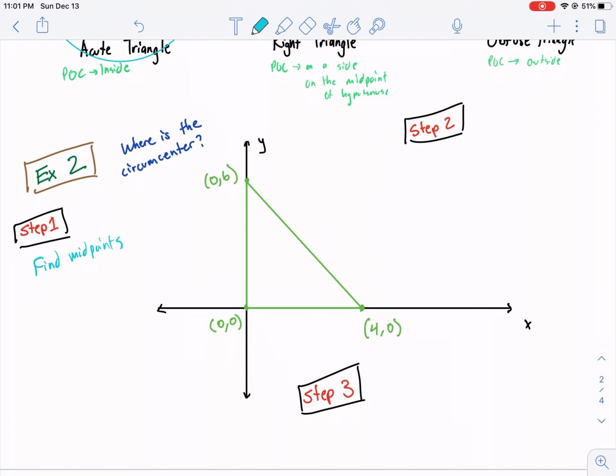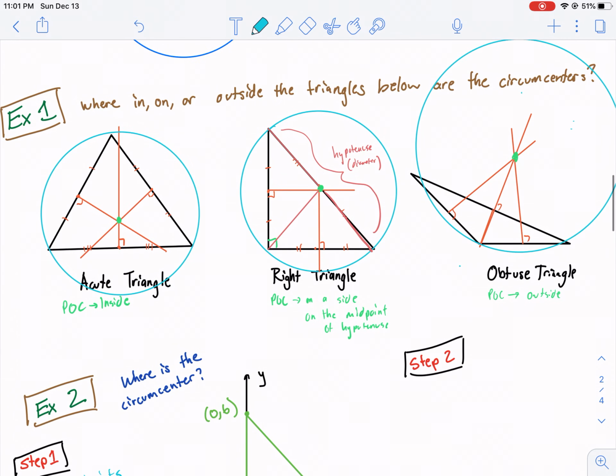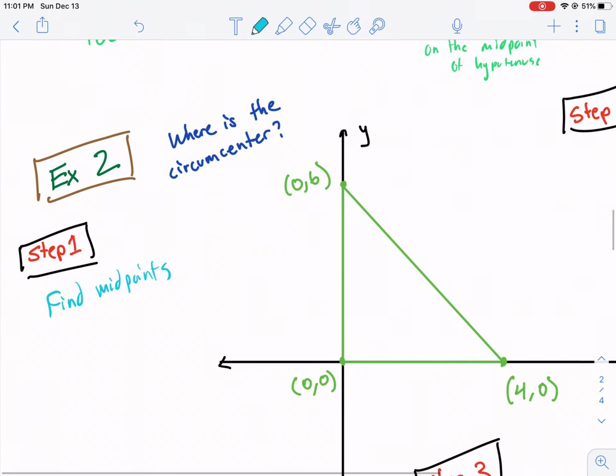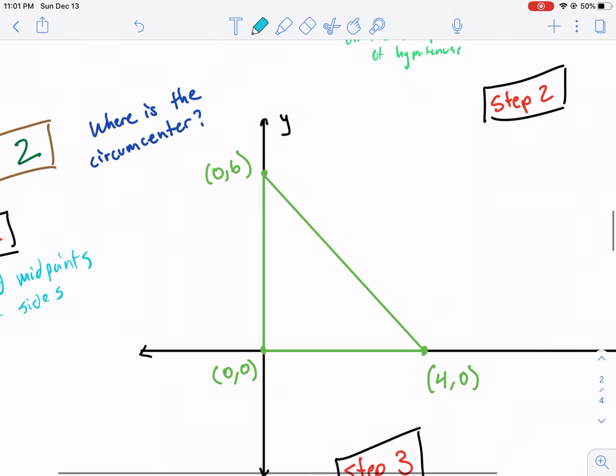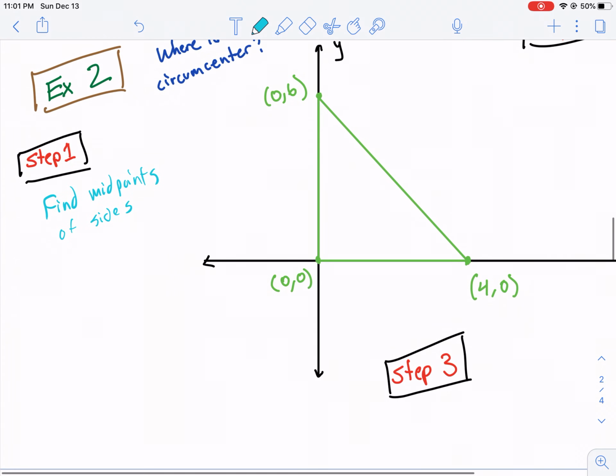And honestly, we only need to do 2 sides. If it meets up with 2 perpendicular bisectors, it's going to meet up with the third. So find midpoints of 2 sides. You can use your own strategy here, but try to pick the sides that are easiest to find the midpoint of. If you want, you can re-look at the midpoint formula, which is this. You find your XM and your YM, and that's your midpoint.